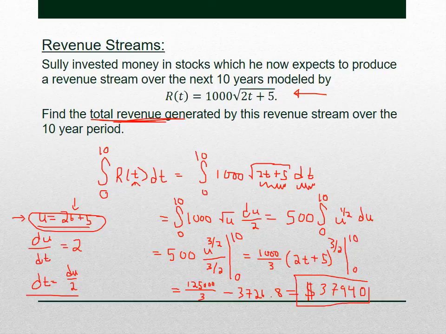So by integrating the definite integral of the revenue stream from time 0 to time 10, I'm going to get my accumulated revenue over that 10-year period. And I ended up accumulating $37,940. Definite integrals and area and revenue streams.